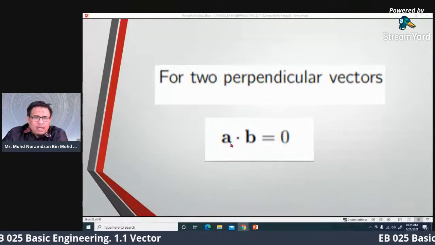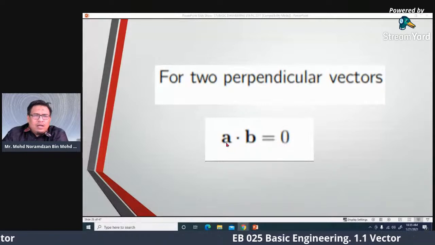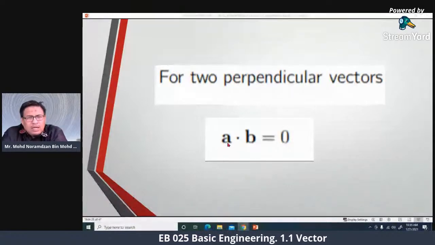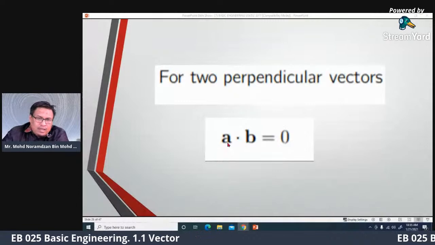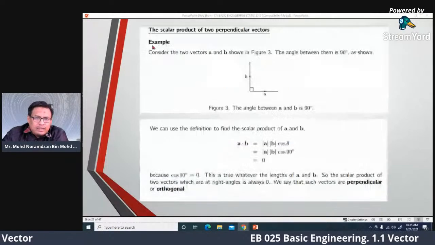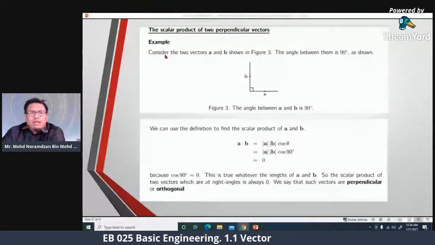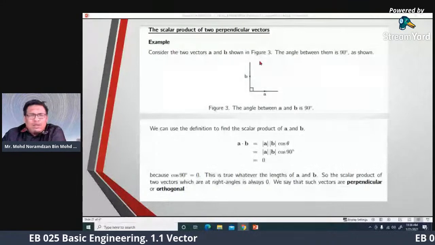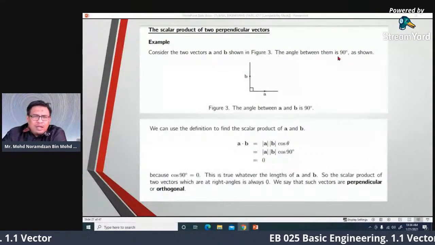For two particular vectors, A dot B is equal to 0. Why? If the two vectors are perpendicular, perpendicular means 90 degrees. This is the example. Consider the two vectors A and B shown in figure 3. The angle between them is 90 degrees as shown. A times B.